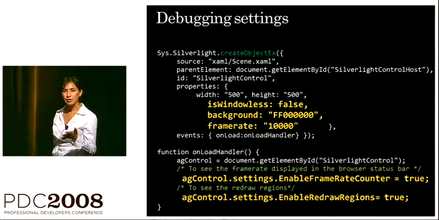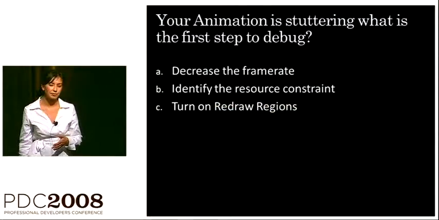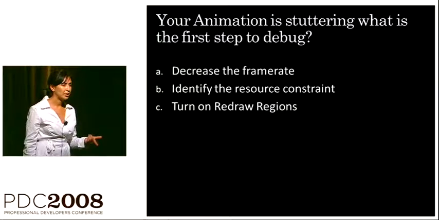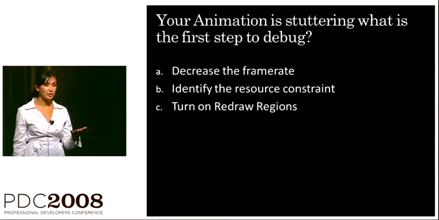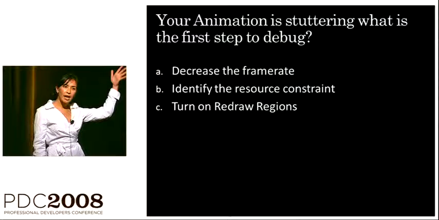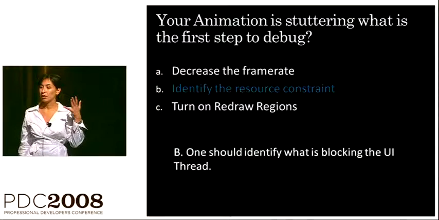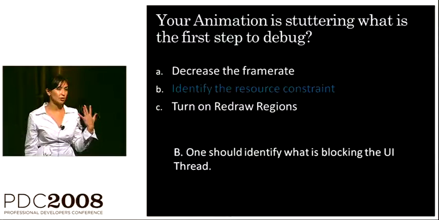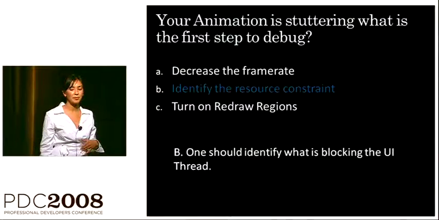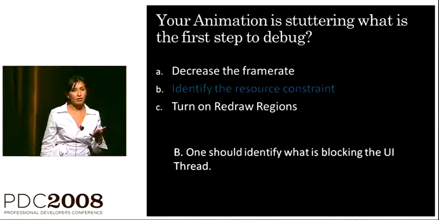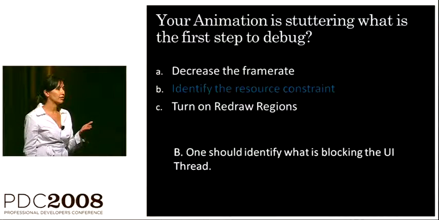But let's say you want to actually fine-tune this a little bit more. Your animation is stuttering. How do you debug? You can use any of these 3 steps, but I always suggest going with identifying the resource constraint, going through with the scientific method. And the way to do this is to figure out what is blocking the CPU.